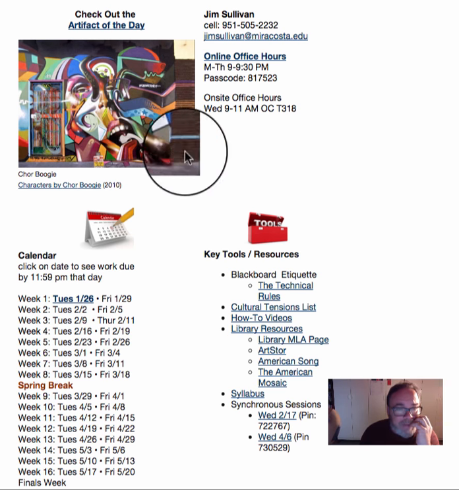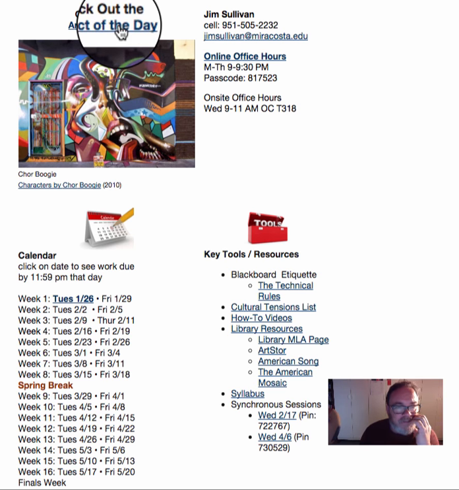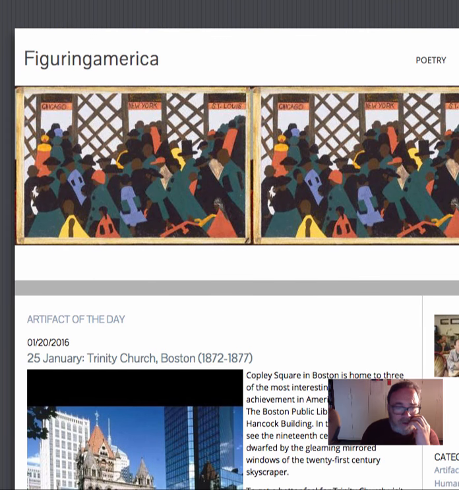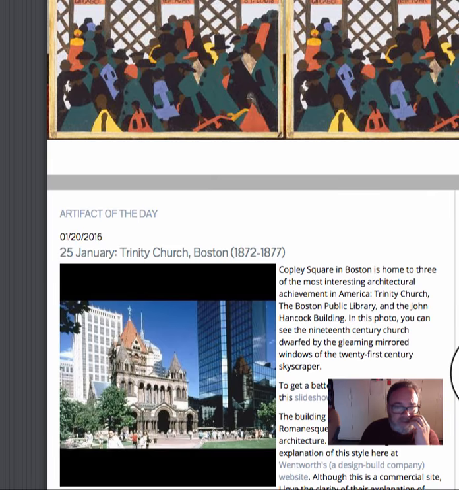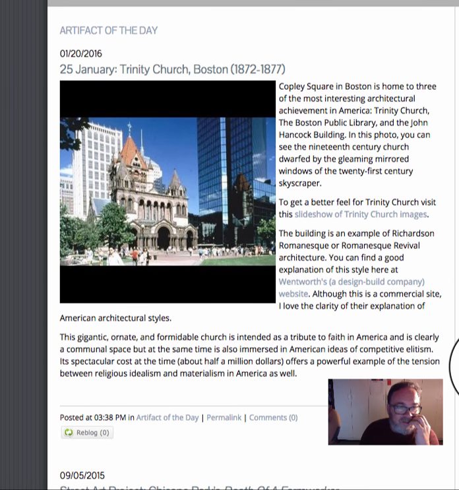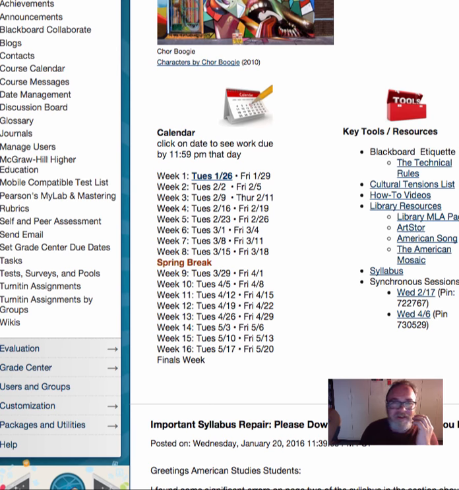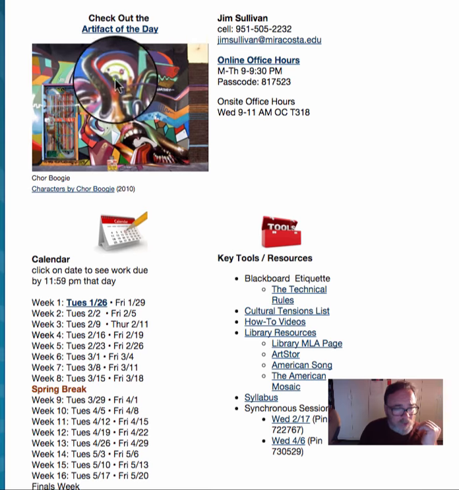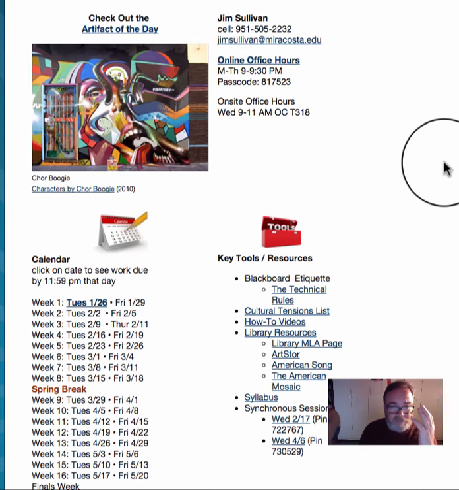All right, getting back to this layout, every day I share with you an artifact, and sometimes that artifact is a piece of architecture. The first one is Trinity Church in Boston. Sometimes it's a painting, sometimes it's a sculpture, a song, a poem. It can be anything that sort of reflects what's going on in American culture in the time period we're exploring. I also like to throw in a little piece of art just visually to make things interesting on the homepage.